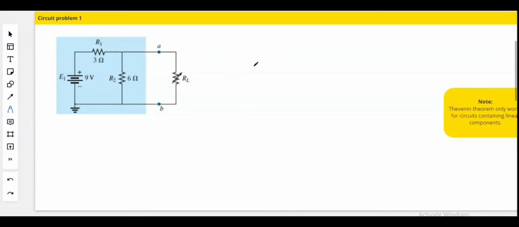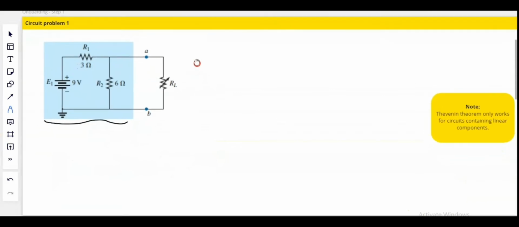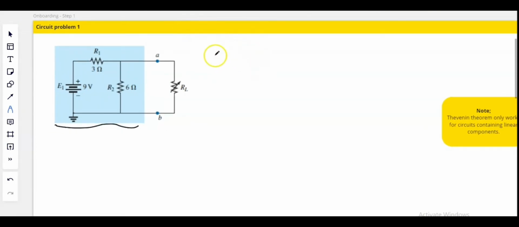Let's suppose your teacher or professor tells you to conduct an experiment based on the maximum power transfer theorem using this resistor, where you have to constantly change the value of resistance and find its corresponding power value. To make your calculations easier, you can convert this messy portion of the circuit into a simple series circuit using Thevenin's theorem.